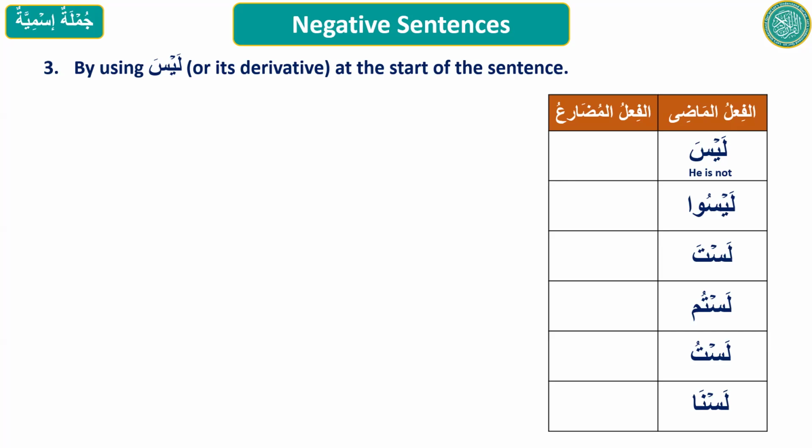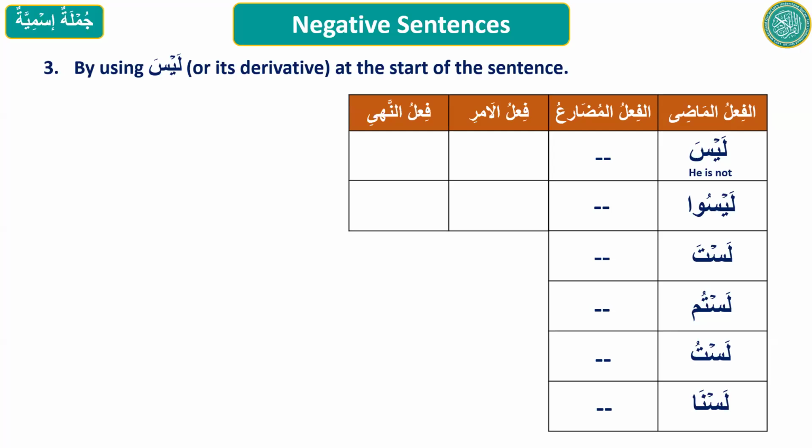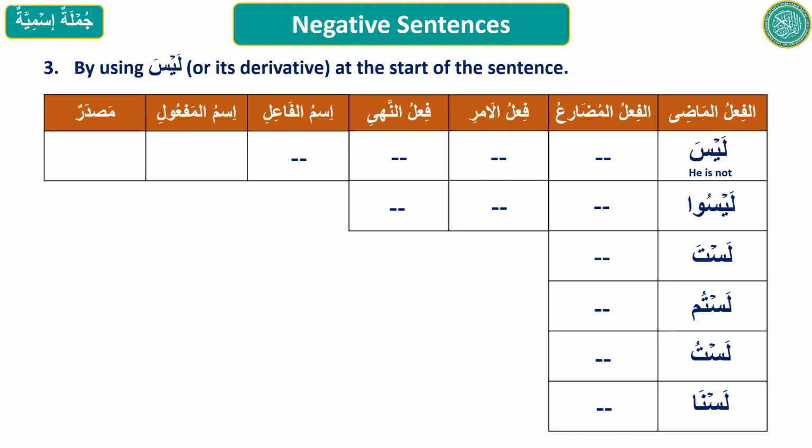What is the other thing? It doesn't have al-fi'l al-mudari. Nothing. It doesn't have fi'l amr. It doesn't have fi'l nahi. It doesn't have ismul fa'il. No ismul maf'ul, no masdar, nothing. It does have only one column, al-fi'l al-madi.